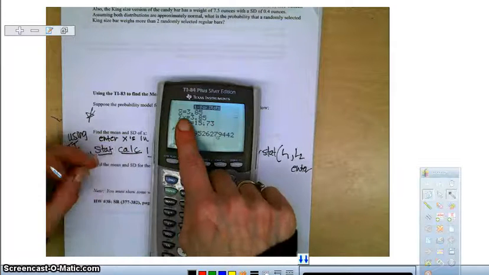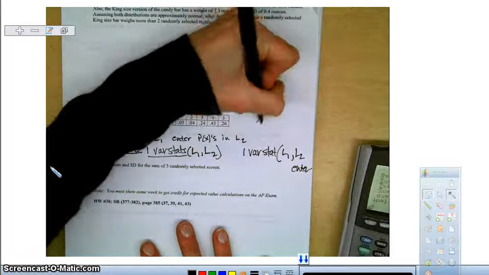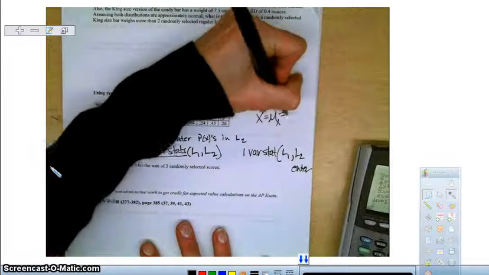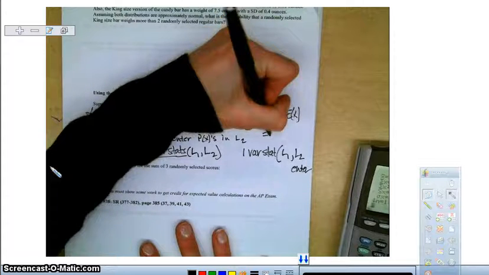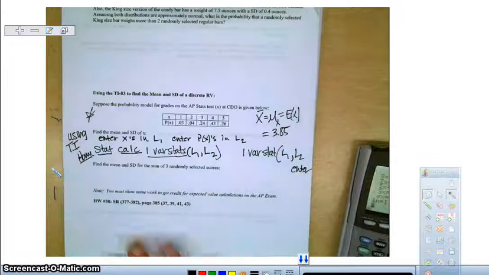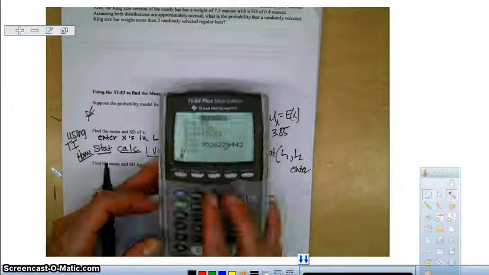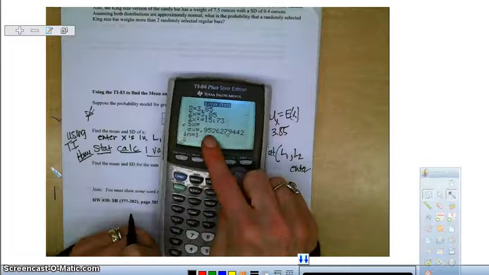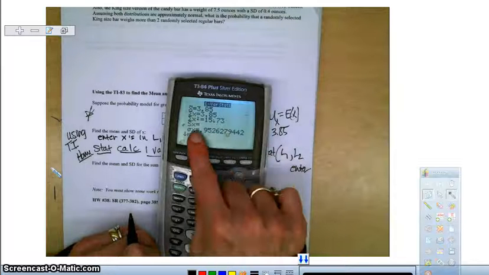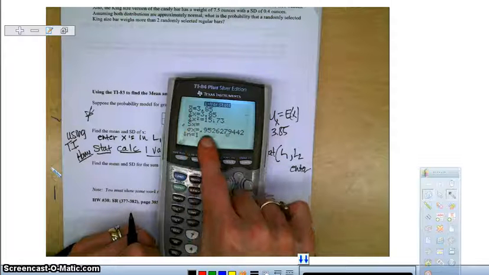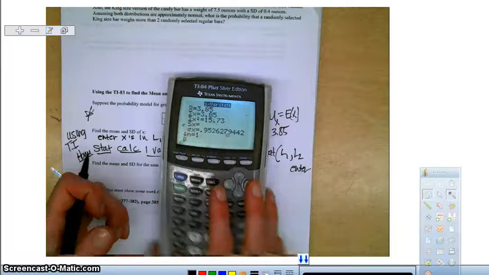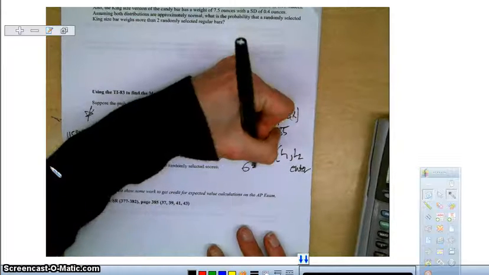Then if I just go down, hit enter and calculate this, X bar, wouldn't X bar be the mean? Yep. So X bar is the mean of X, the expected value, which is 3.85. And the standard deviation, notice how it only gives you one of the standard deviations. It does not give you the sample. It gives you the actual sigma, which it should. So the standard deviation is 0.95.